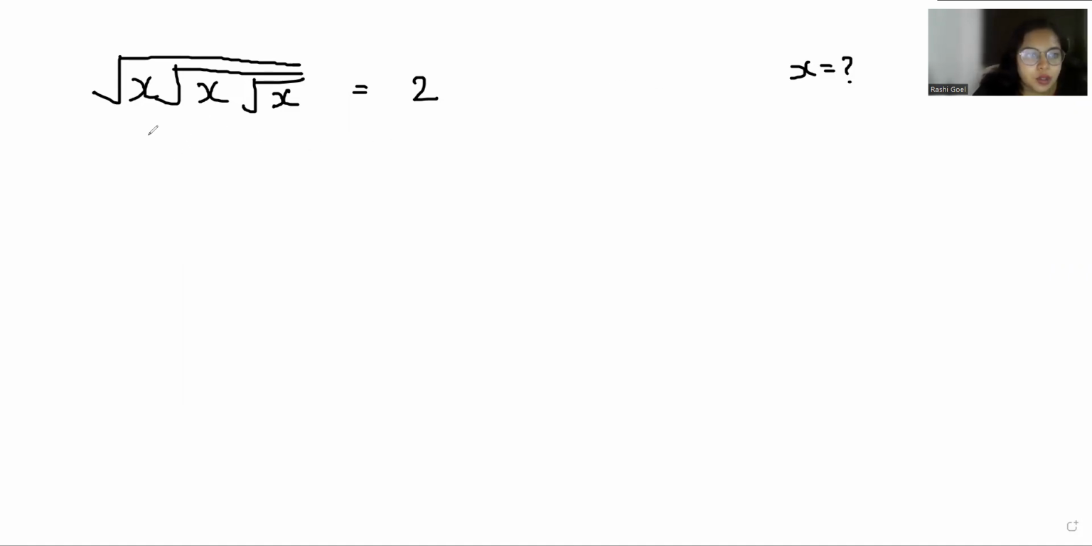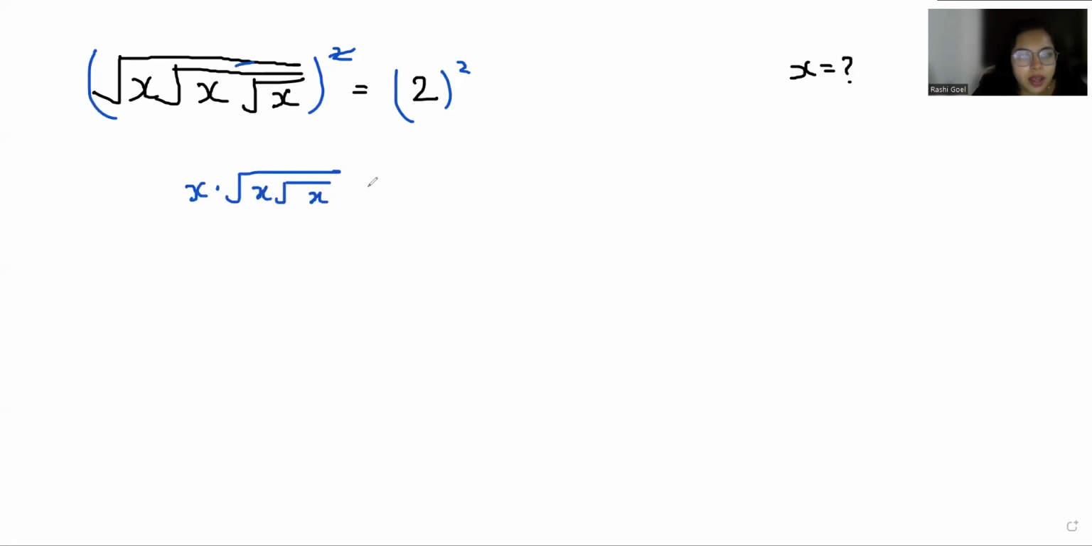So first I am squaring both sides. With the help of this, the square root eliminates. So x times under root x is equal to 2 squared. Now again I'm squaring both sides.